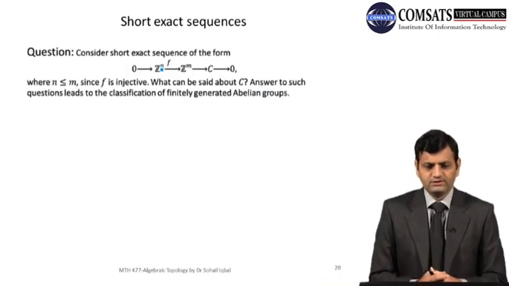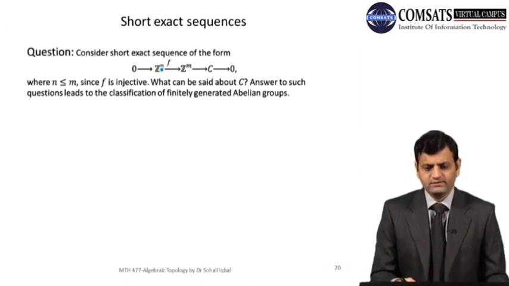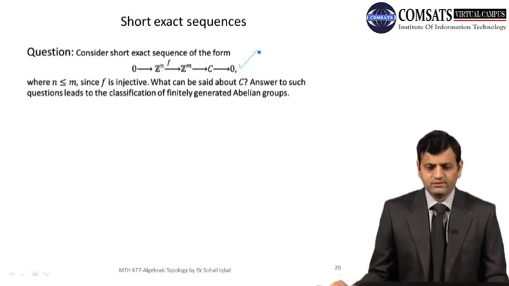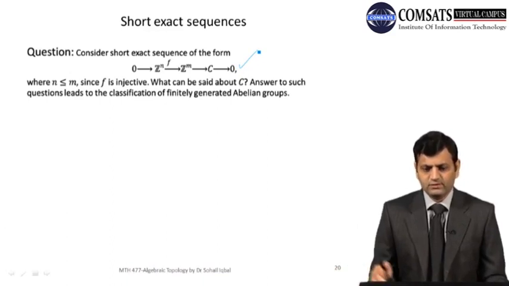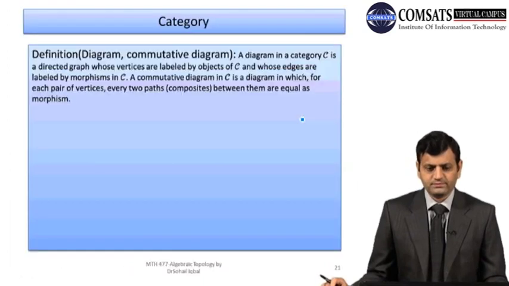Now a general question, which of course is not an exercise. So when we are doing classification of finitely generated abelian groups, then we consider short exact sequences of this form, and we ask ourselves what can be said about C. So of course this is not an exercise, just an idea that short exact sequences play a very important role in, for example, the classification of abelian groups.